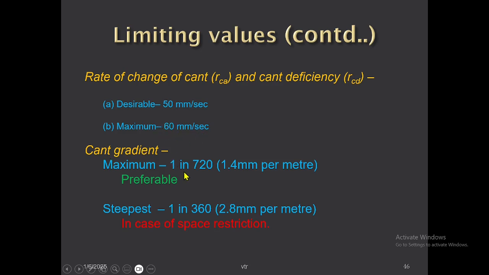And cant gradient, of course, already told, 1 in 720, that is 1.4 mm per meter twist. Okay, normally the inner rail will be the base rail, and the outer rail will be the gradient rail. So the inner rail will be horizontal, in the plane, and only the outer rail will be inclined. So 1 in 720 grade, normally it is preferable, it is desirable. That means 1.4 mm per meter twist. And in an exceptional case, the steepest we can go up to is 1 in 360, that is 2.8 mm per meter, in case of space restriction. Okay, this you have to follow.